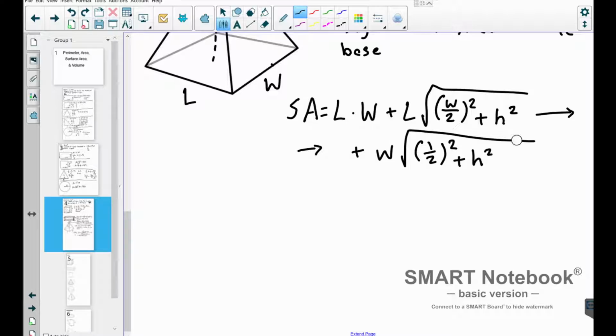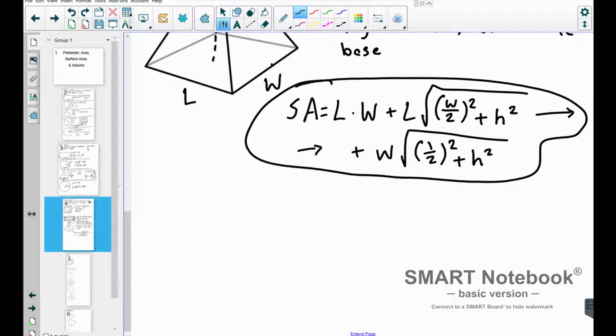Now, like I said, this is huge and possibly a little difficult to remember. But the good thing about this is that if you know how to find the area of whatever the base shape is, in this case it's a square, and you know how to find the area of a triangle, you can simply get the area of each one individually and then add them together. That way you don't have to worry about remembering this gigantic formula.